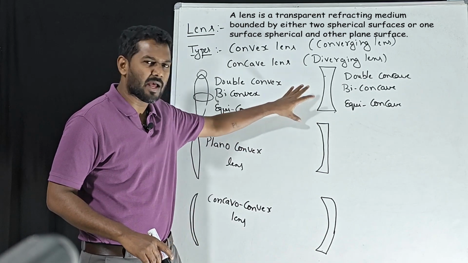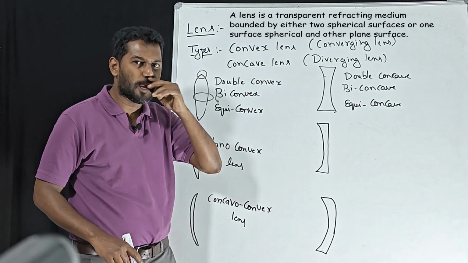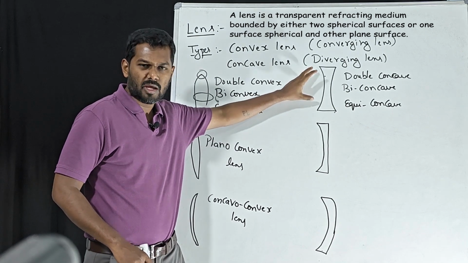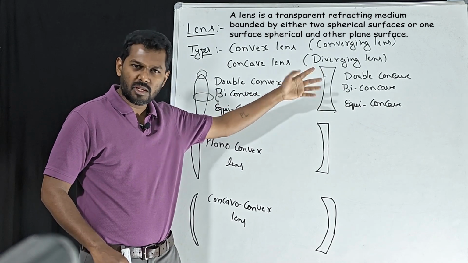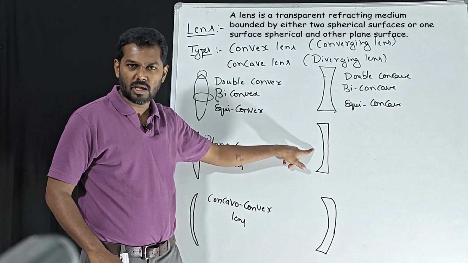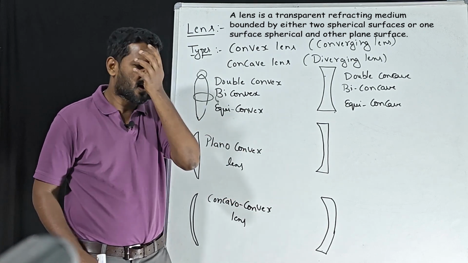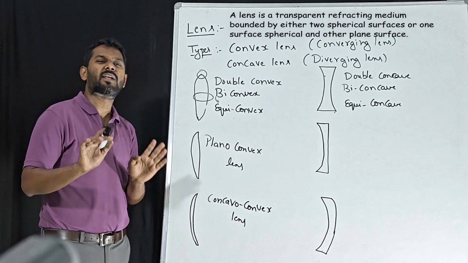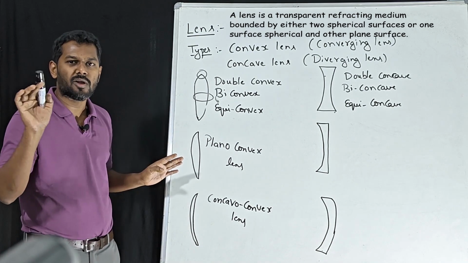So the same answer goes for concave also. Even though we have concave, this is biconcave or double concave or equiconcave, anything. Why do we require plano-concave, and this one convexo-concave? Why? To get a better quality image. That's it. That should be your answer.